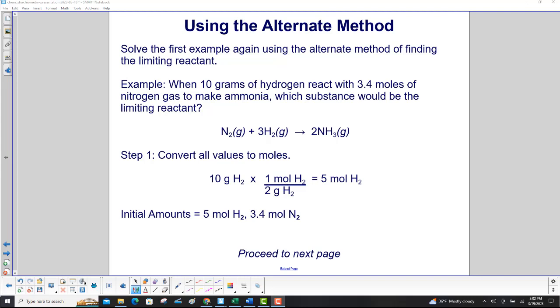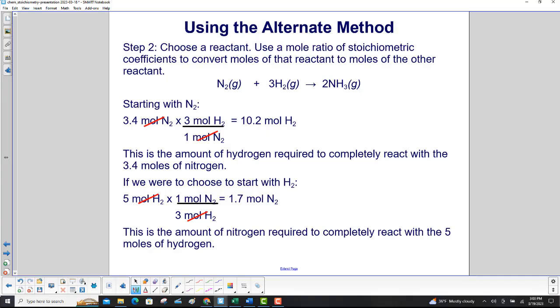Now solve the first example again using the alternate method of finding the limiting reactant. Example: when 10 grams of hydrogen react with 3.4 moles of nitrogen gas to make ammonia, which substance would be the limiting reactant? So we write our equation right here, the balanced equation. Step 1, convert all values to moles. So 10 grams of hydrogen, 1 mole of hydrogen is 2 grams of hydrogen, so we get 5 moles of hydrogen. So our initial amounts are 5 moles of hydrogen and 3.4 moles of nitrogen.